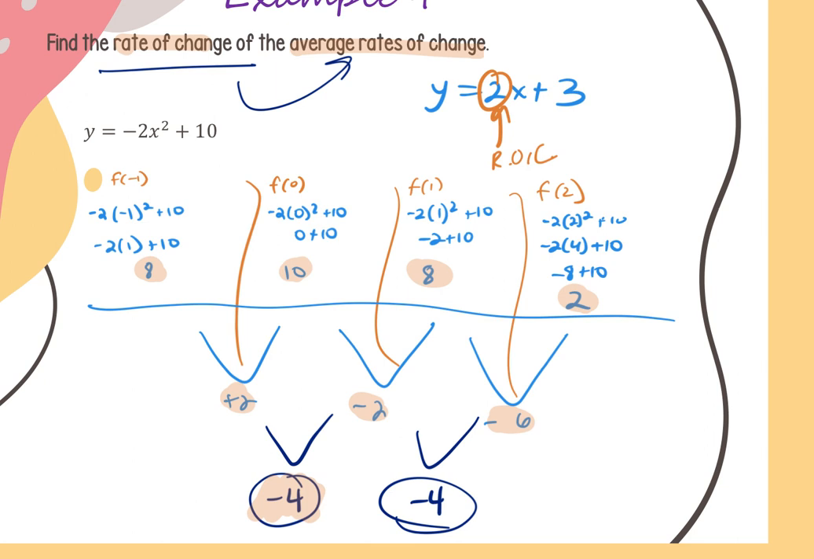So the first time we found it, it's the average rate of change. If it was linear, they should be the same. So it makes sense that they're not, because this is quadratic. Now I want to find the rate of change of those. And so I did negative 2 minus 2. And I did negative 6 minus a negative 2. And both of them gave you negative 4. If it's quadratic, they should be the same.